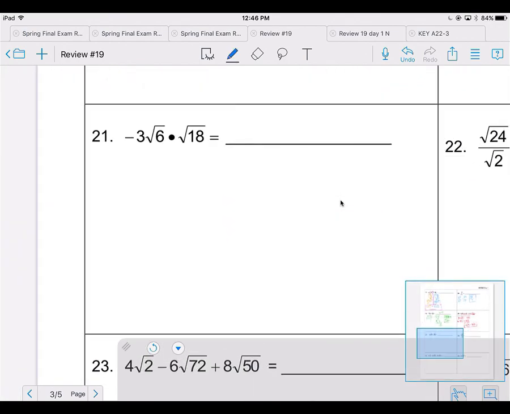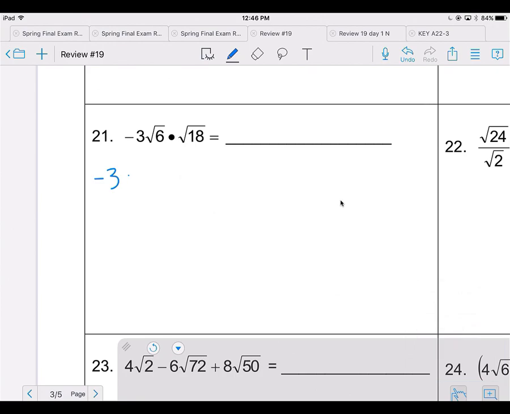Problem 21 is a multiplication problem. Negative 3 is the only thing outside. 6 and 18 multiply on the inside to make 108. We just said 6 and 18 multiply to 108. And again, I would have put this in my calculator. I see that it doesn't work, so I have to break it back up.